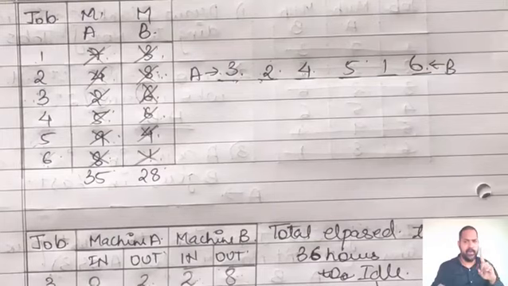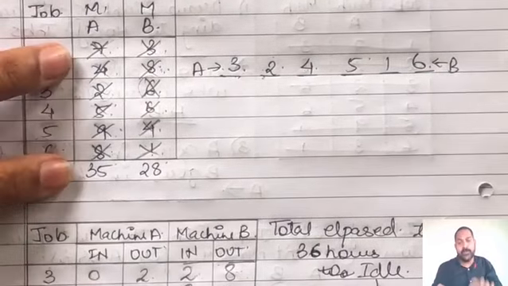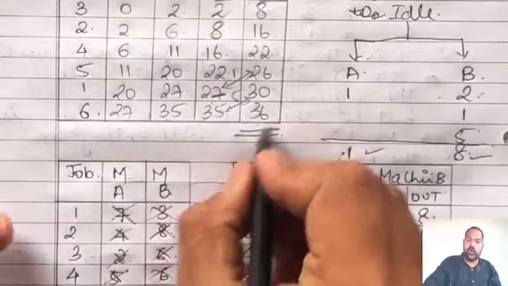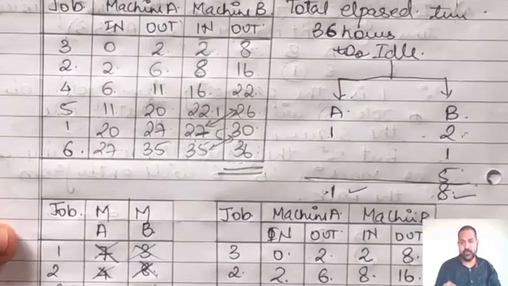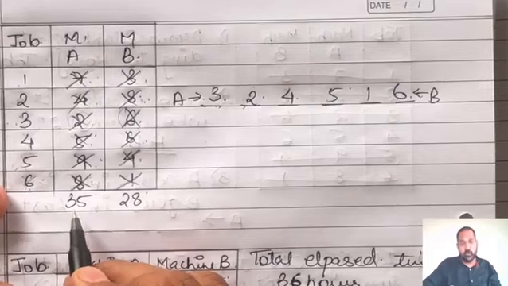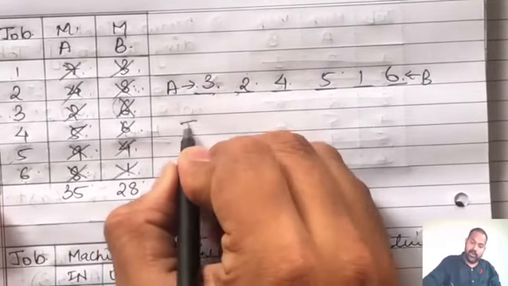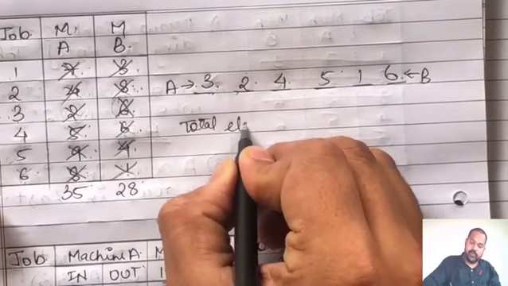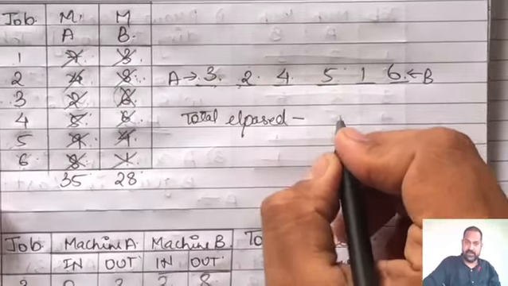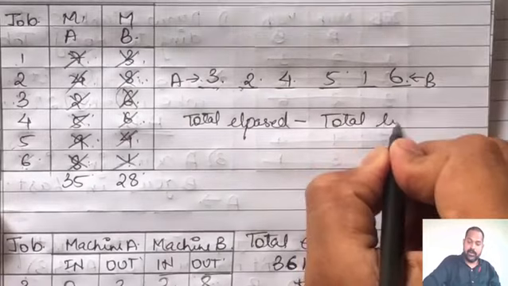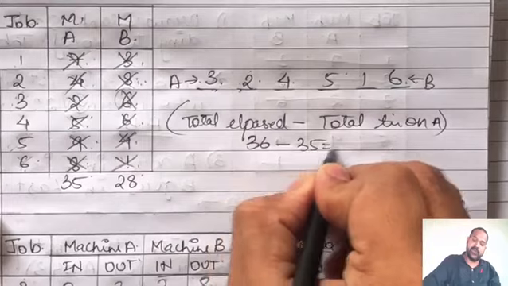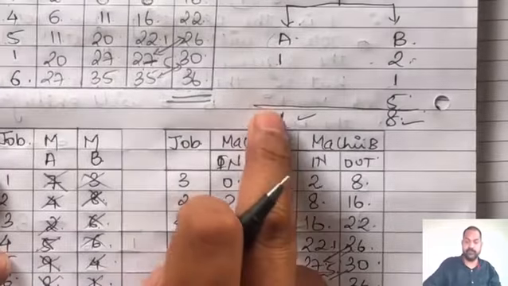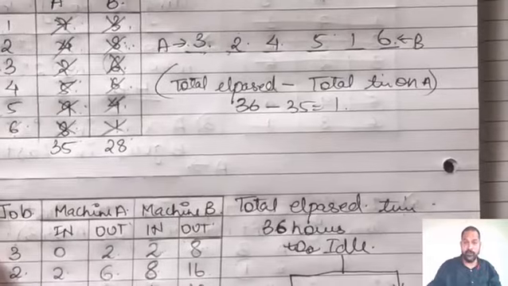Fantastic. 1 minute. You are telling me that A's job is only for 35 hours. Then why are you working for 36 hours? Obviously, no. Then there is a 1 hour idle that A has to do. So, the idle times can also be found by total lapsed minus total time on A, which is basically 36 minus 35, which is 1 hour, which is correct, the idle time for A. And now I have to verify for B.